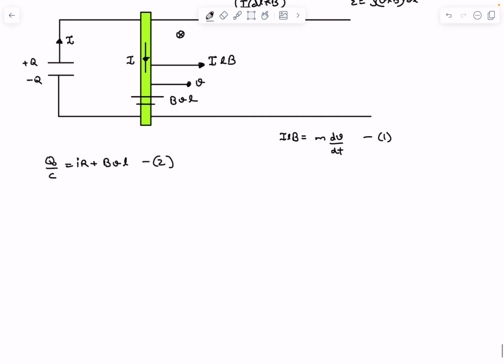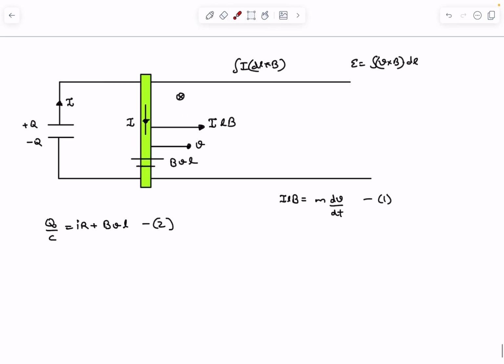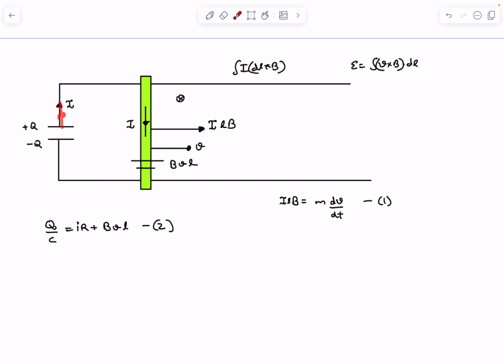So let's try to figure out the charge first. There is an important thing that we need to understand here, guys. The current I, in terms of magnitude, is simply dq by dt. Right, so if a charge of dq flows from the positive plate of the capacitor in dt time, then the current is going to be dq by dt.